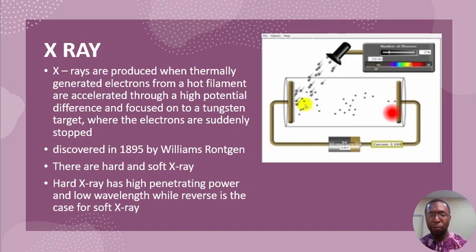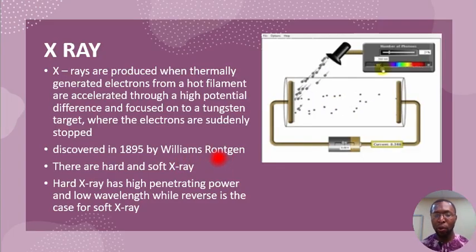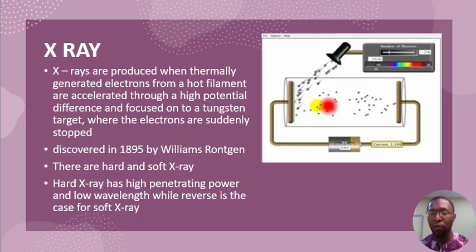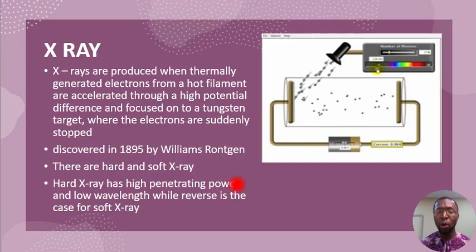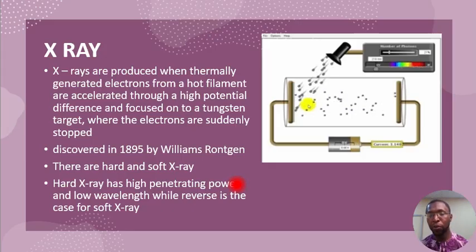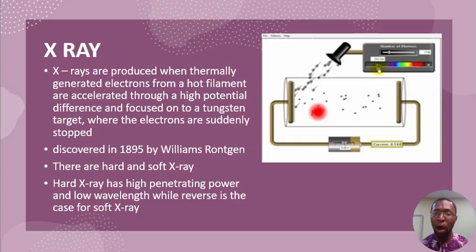All right, now it was discovered by a scientist called Wilhelm Röntgen in 1895. And these X-ray are of two types. We have the hard X-ray and the soft X-ray. The hard X-ray are the ones that have high penetrating power but low wavelength, while the reverse is the case for soft X-ray. The soft X-ray have a low penetrating power but a longer wavelength.